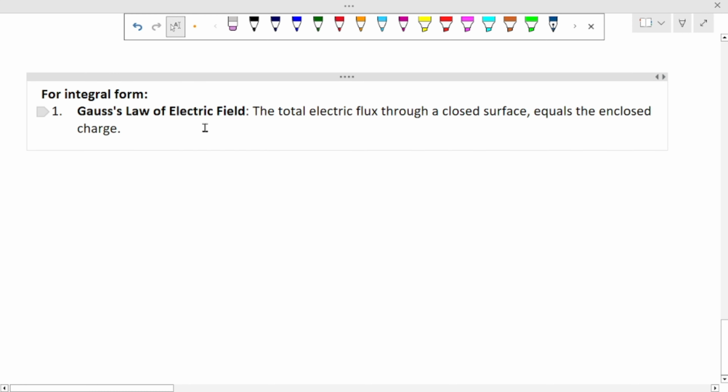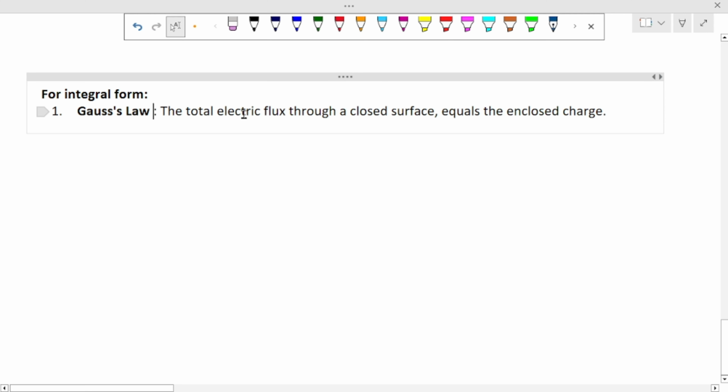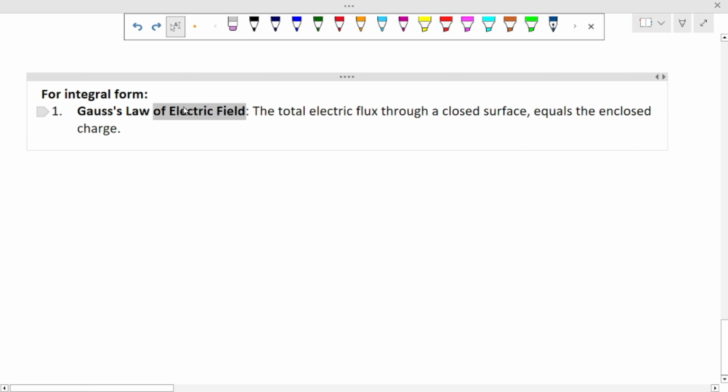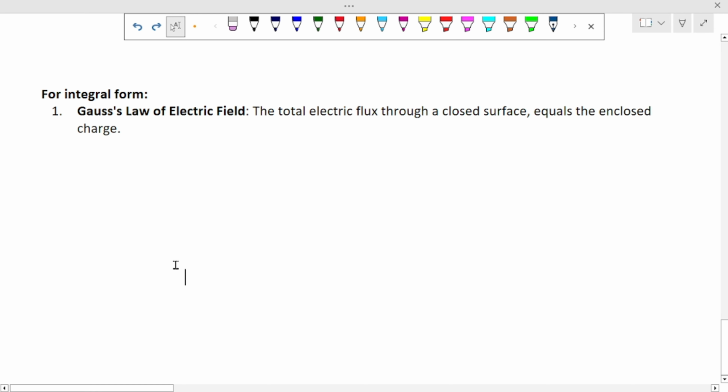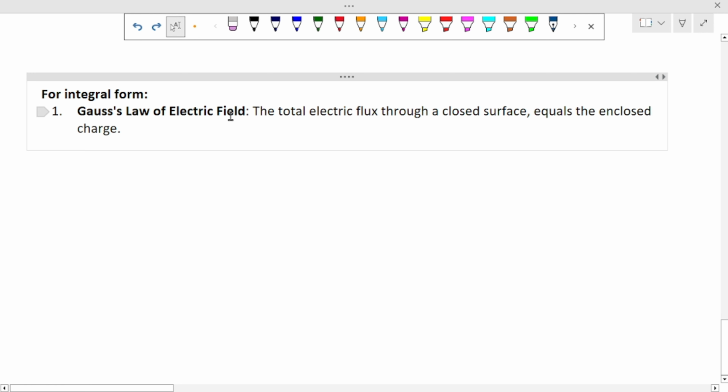Now, for Gauss's law of electric field, note that sometimes it's just called Gauss's law, but I like to add electric field because this law is specifically for electric field. The equation that comes out of this law shows the electric field. I hope you get the point.